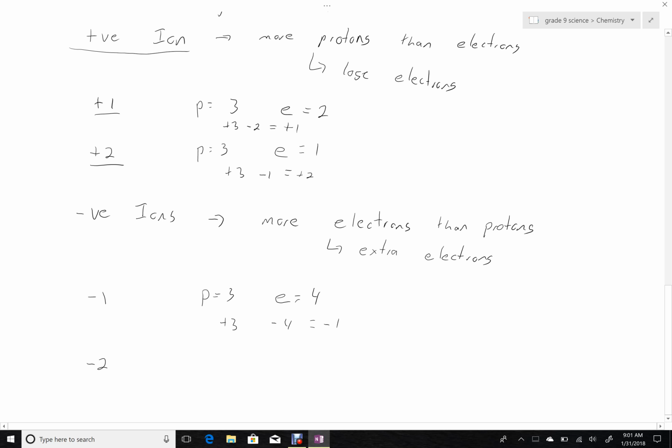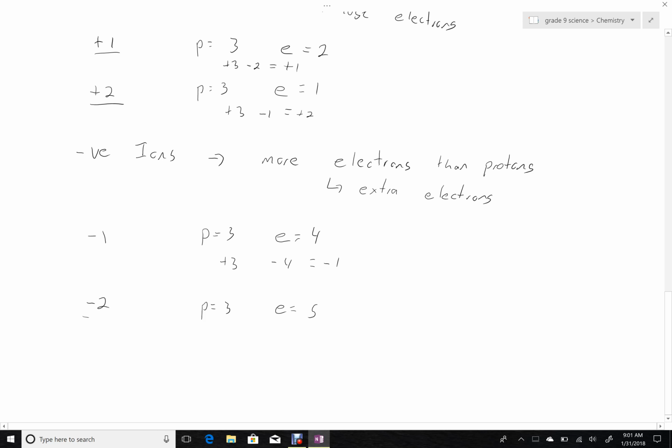Similarly, if I wanted to give them a charge of minus 2, my proton number was 3. Then my electron number, because it's negative, needs to be 2 bigger than that. So it'd be 5. 2 extra electrons. Plus 3 minus 5 gives me a charge of minus 2.